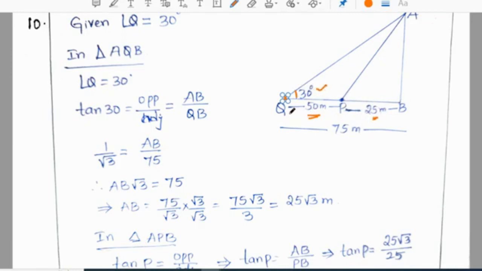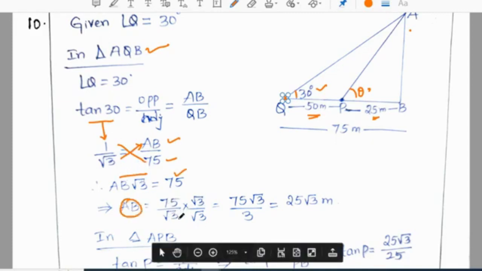These three conditions: 30 degrees, QP is 50 meters, and PB is 25 meters. We need to find angle P in this question. In triangle AQB, tan 30 is equal to opposite by adjacent, which is AB by QB, which is AB by 75. So tan 30 value is 1 by root 3. When two fractions are equated, we have to do cross multiplication. AB into root 3 is equal to 75 ones are 75. So AB is equal to 75 by root 3. Root 3 should not be there in the denominator, so we rationalize: 75 root 3 by 3, which is 25 root 3 meters. So AB, the height of the pole, is 25 root 3 meters.